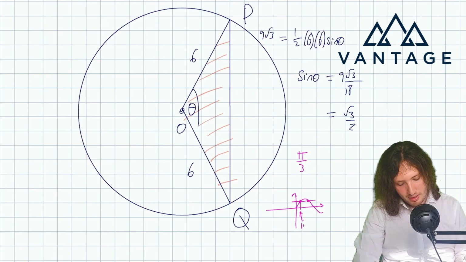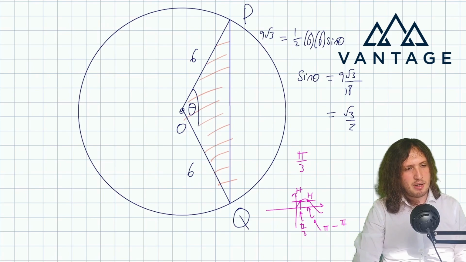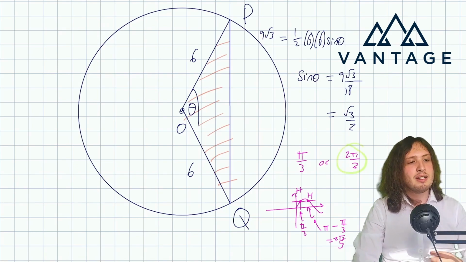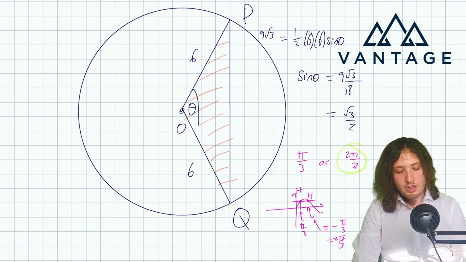If this is pi by 3, then by symmetry the other value, because this distance here is the same as this distance here, is pi minus pi by 3, which is 2 pi by 3. So you could have identified the other value alternatively using a CAST diagram with a circle, if you prefer to do it that way, or you could have just used the algebraic symmetry result.